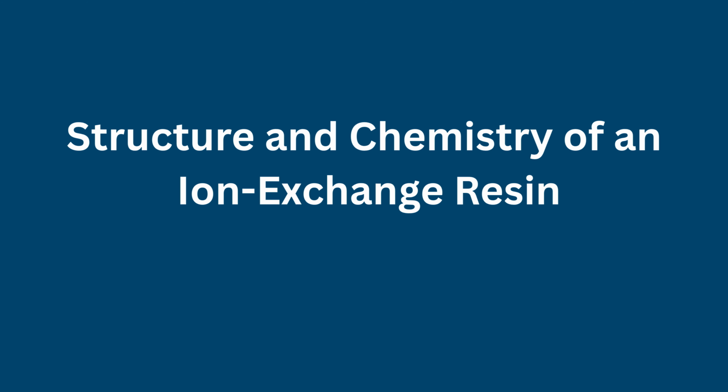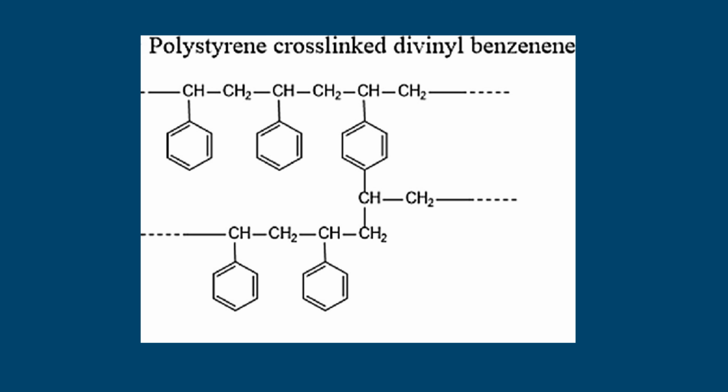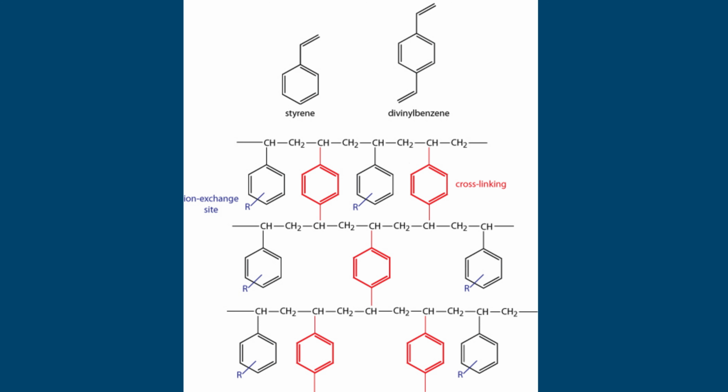Structure and chemistry of an ion exchange resin. A conventional synthetic resin can be thought of as the addition of a functional group and counterion to a cross-linked polymer matrix. Today, styrene divinylbenzene, PSDVB, is the dominant synthetic matrix.